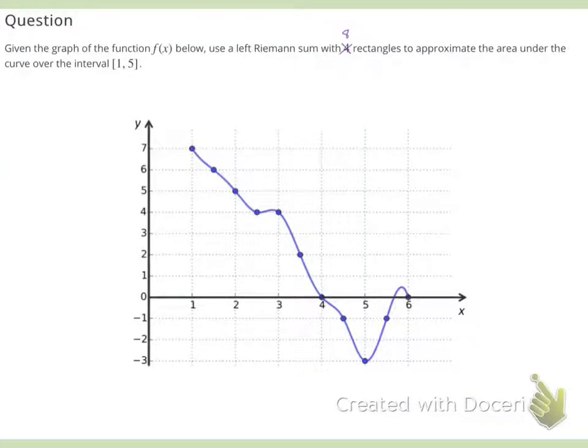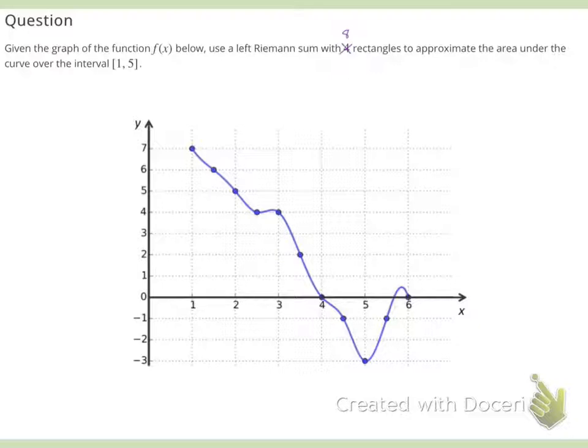Everybody. This is the second practice problem for this section, 5.1. And for this problem, we're going to use a left Riemann sum, and I decided to change the problem and make it have 8 rectangles to approximate the area from 1 to 5. I want you to see what happens when the curve goes below the x-axis.